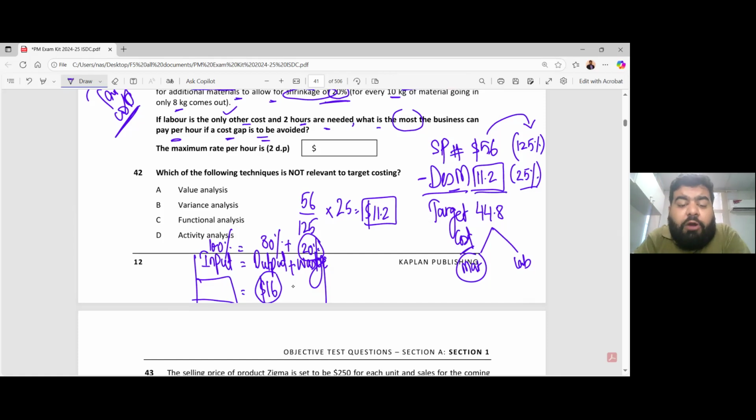Why is output 80? Why is output not 100? Because the wastage was not out of output. Out of input 20% was the wastage. So input is the base and it will be 100%.